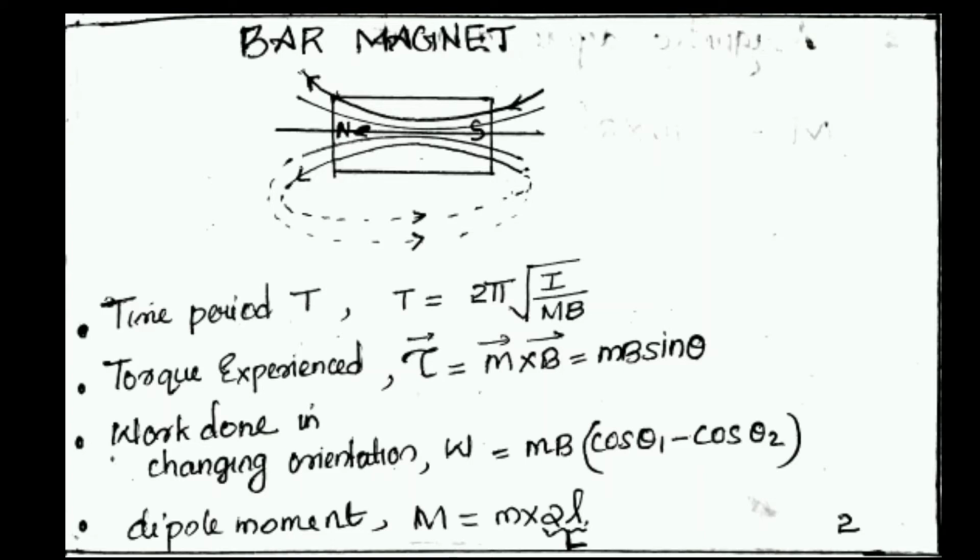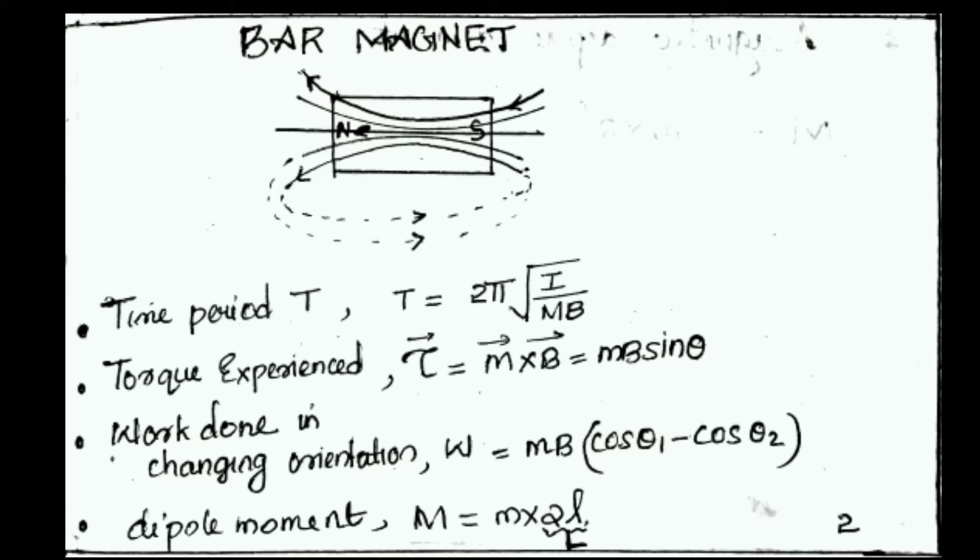First is about the bar magnet. A bar magnet is a rectangular piece of an object made up of iron, steel, or any other magnetic material. It has two poles, north and south pole. Even if you break a bar magnet from the middle, both pieces shall have a north pole and south pole.